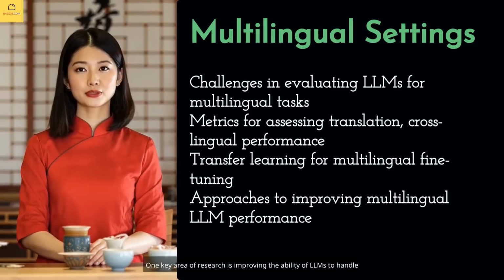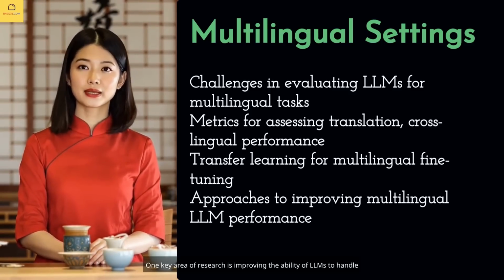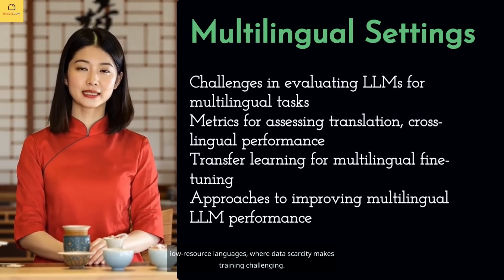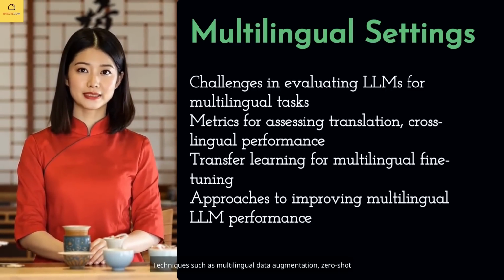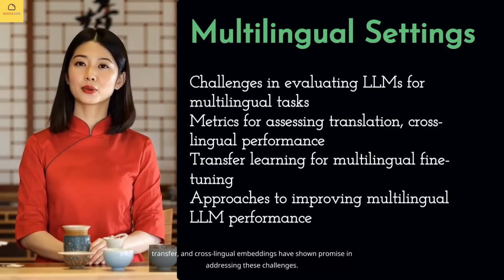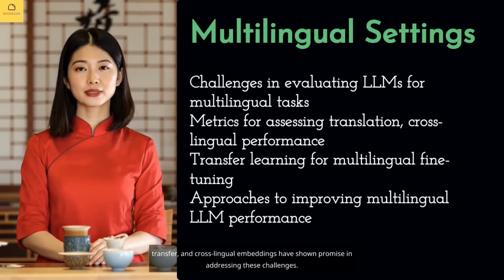Transfer learning and multilingual pre-training are commonly used to improve the performance of LLMs on multilingual tasks, allowing a single model to generalize across languages. One key area of research is improving the ability of LLMs to handle low-resource languages, where data scarcity makes training challenging. Techniques such as multilingual data augmentation, zero-shot transfer, and cross-lingual embeddings have shown promise in addressing these challenges.